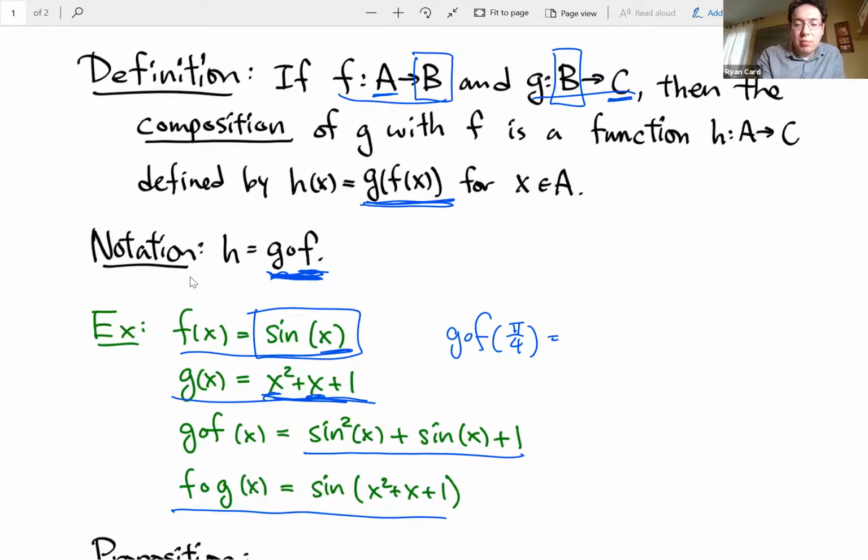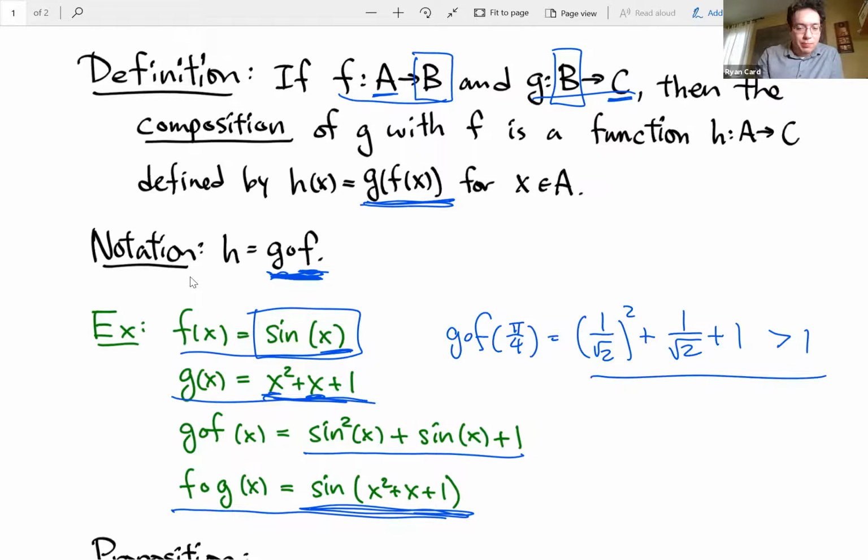Then sine of pi over 4 is 1 over root 2. And you might realize that this is some positive number plus 1, so this thing is strictly greater than 1. But for F of G, the sine function is always between -1 and 1. So it cannot possibly be the same as the function that's described here.